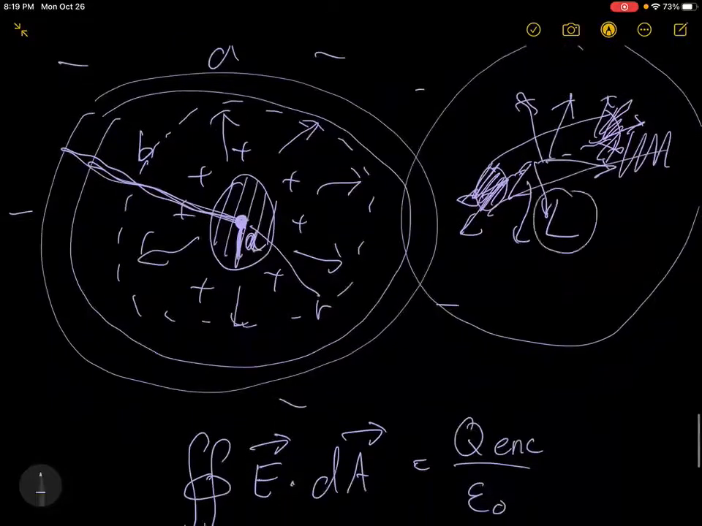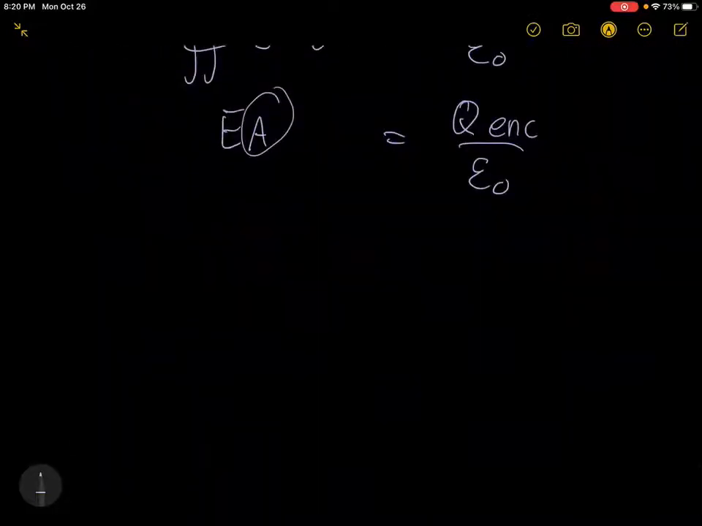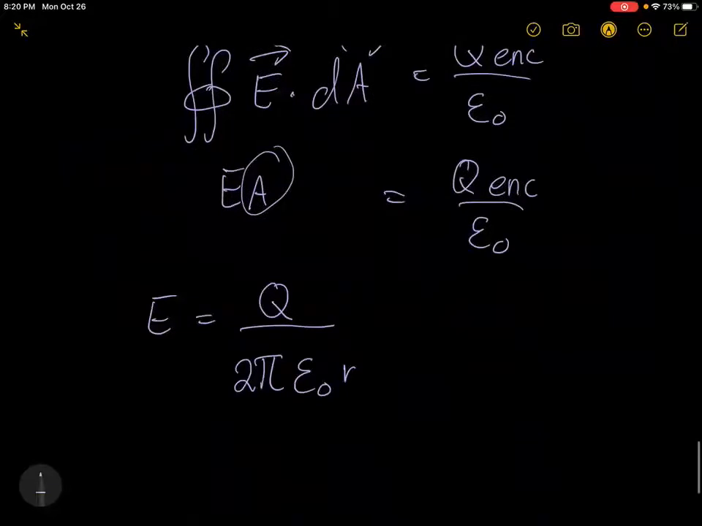We said that the length is L, so the lateral surface area would be equal to, if I recall correctly, 2 pi RL. Then we're just going to find E. So it's Q over 2 pi, plugging in that for A now, 2 pi epsilon naught RL.